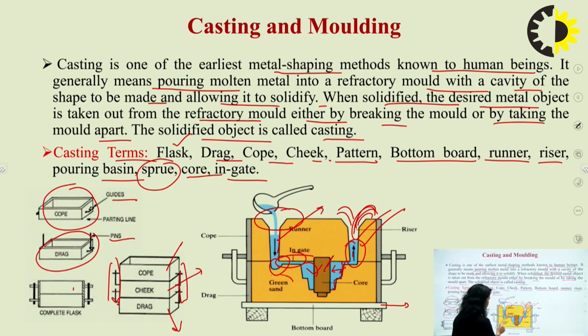This is the green sand. We will study the different types of sand which are available. One of the sands is the green sand. Why is it known as green sand? Because of the moisture available in it.